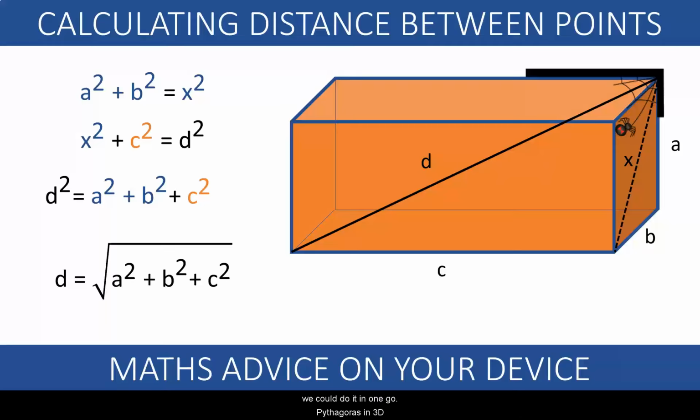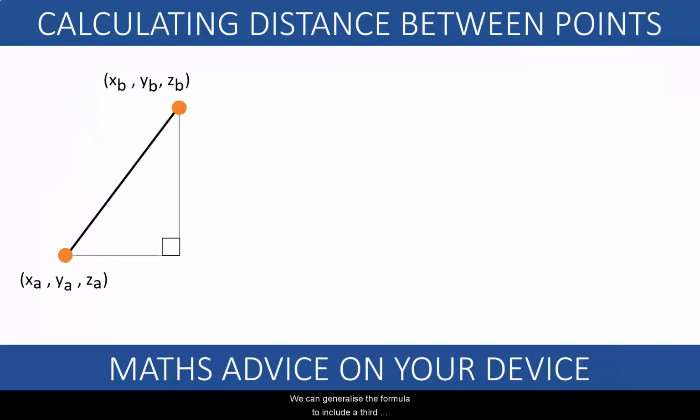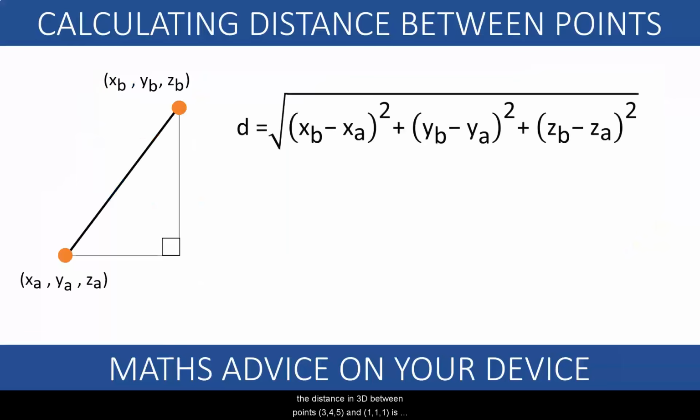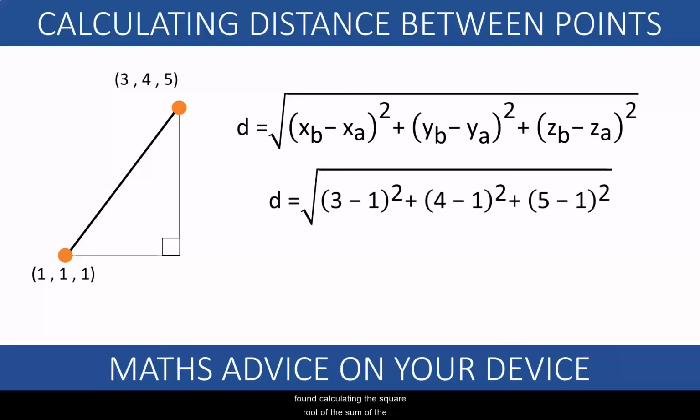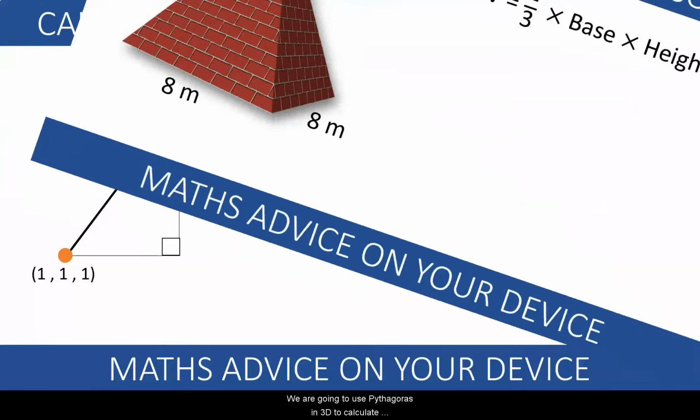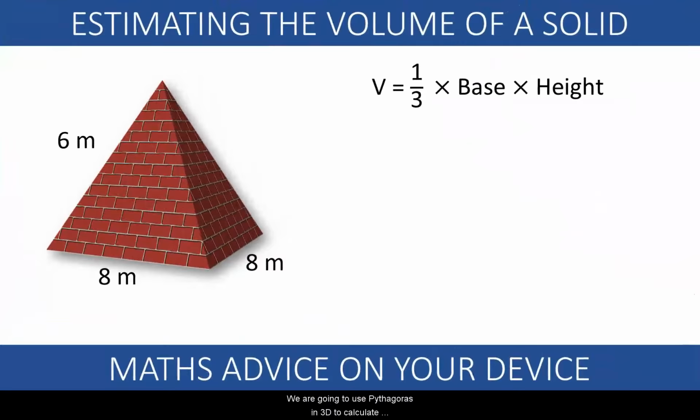Pythagoras in 3D. We can generalize the formula to include a third dimension. For example, the distance in 3D between points 3, 4, 5 and 1, 1, 1 is found calculating the square root of the sum of the squares of the 3 short sides. The square root of 29 is approximately 5.39.